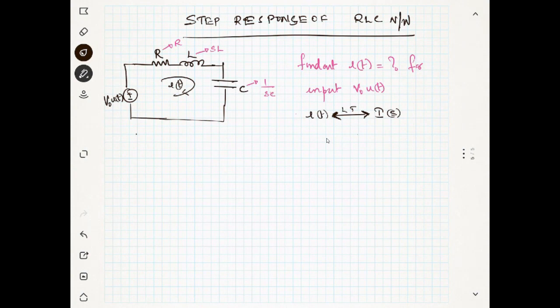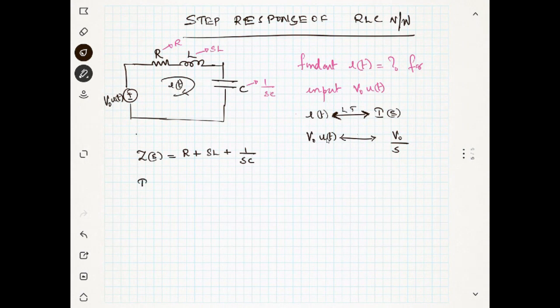So for I of t, what will be the Laplace transform of V naught into u of t? V naught is a constant, and u of t has Laplace transform 1 by s. So V naught over s. Now, what will be my Z of s, the total impedance of the circuit? R plus SL plus 1 over SC.